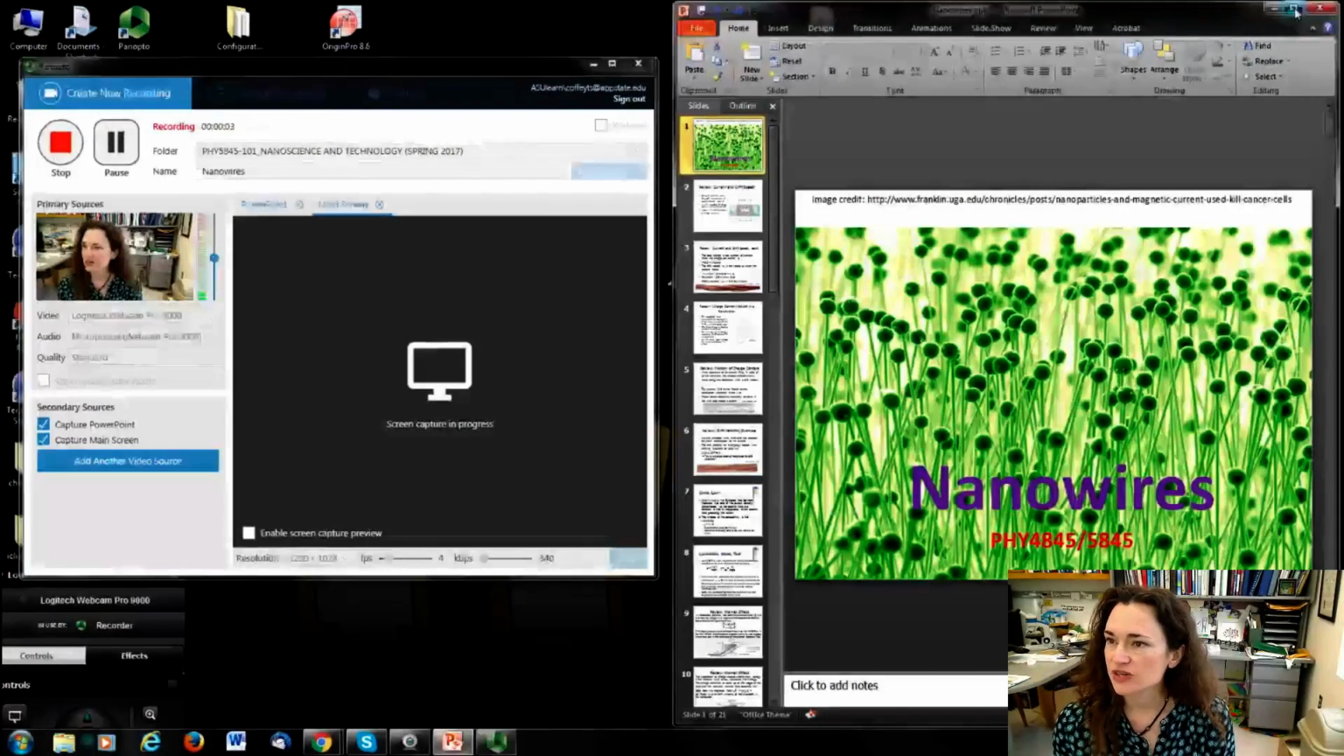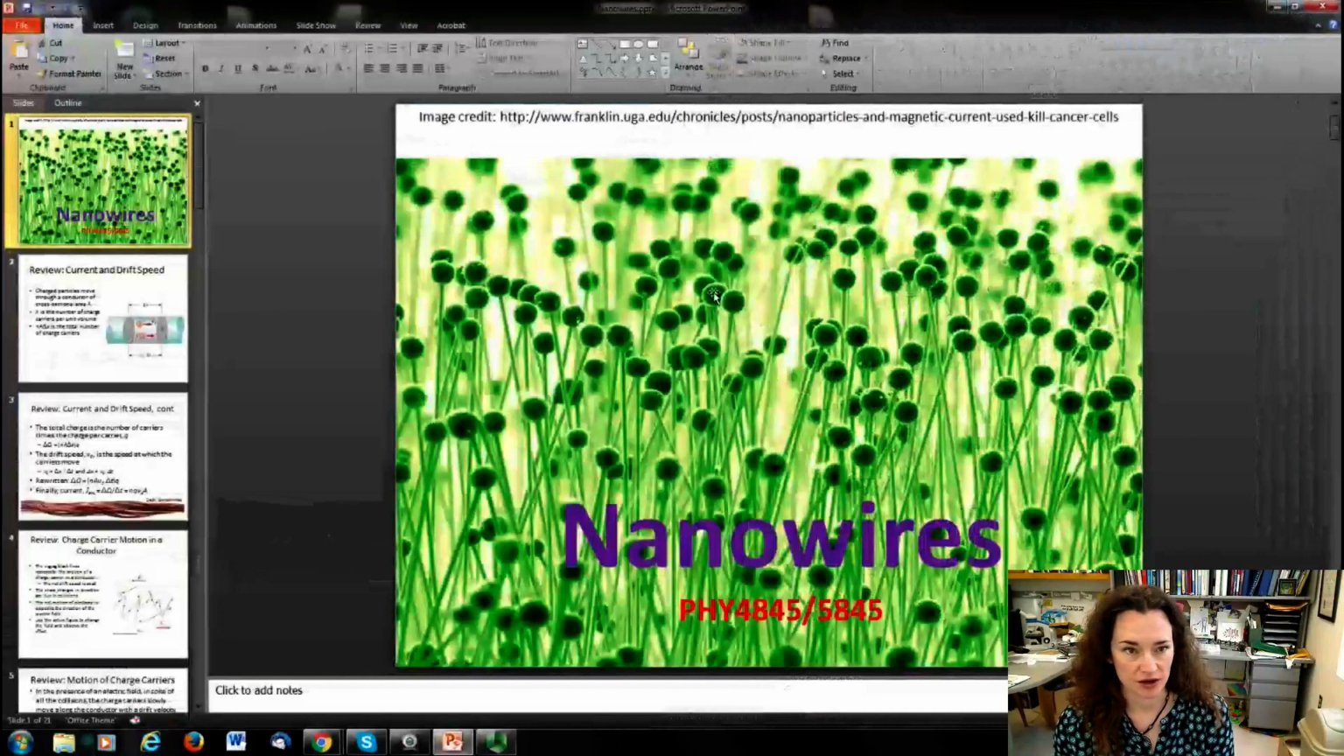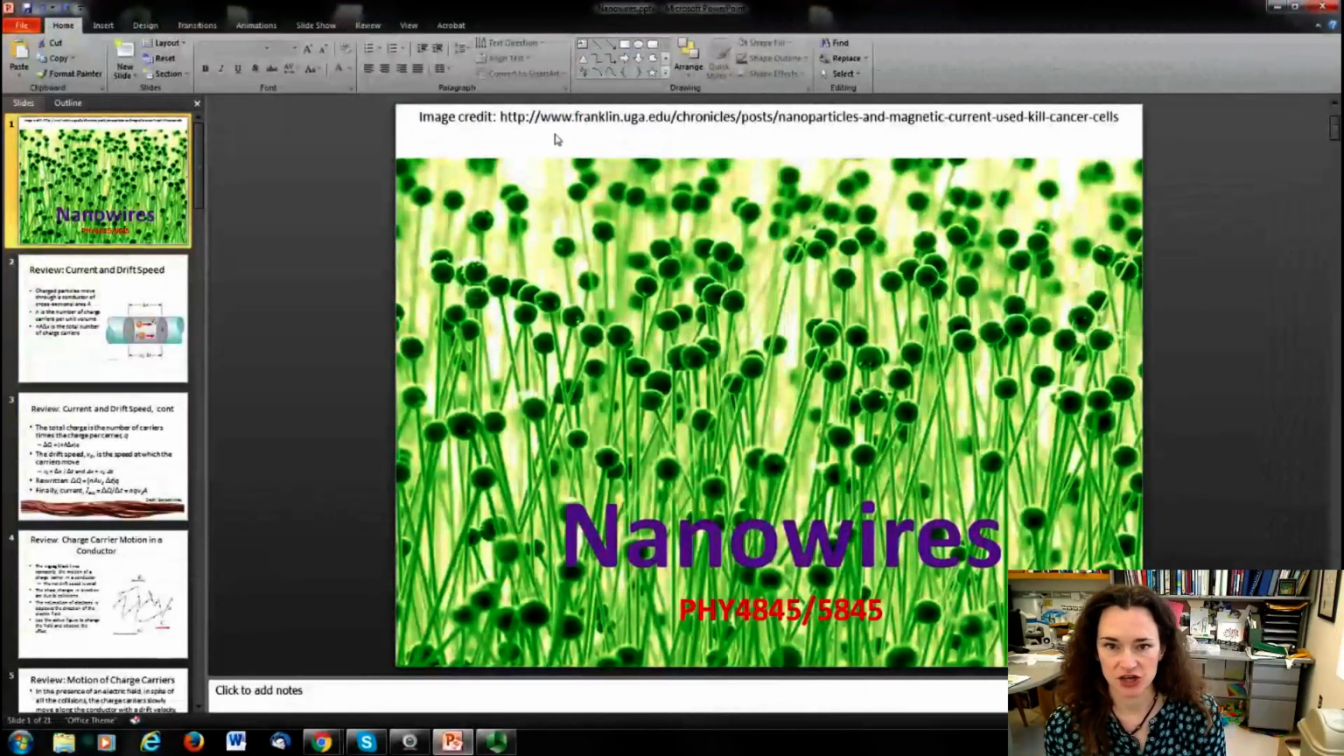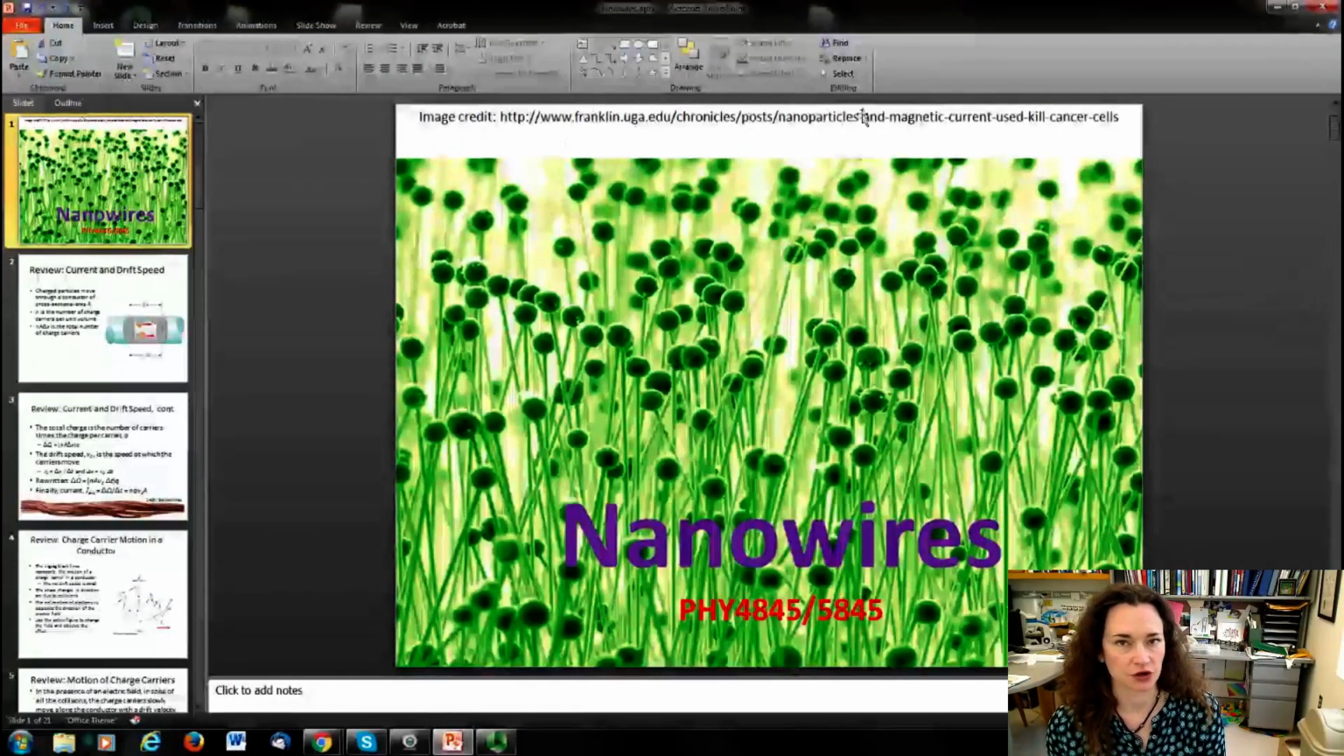Hi, so today I want to talk to you about nanowires. Here we see an image taken from this cool article up here describing some nanowires that were used to help kill cancer cells. And these are nanowires that have been doped with magnetic nanoparticles on the end.